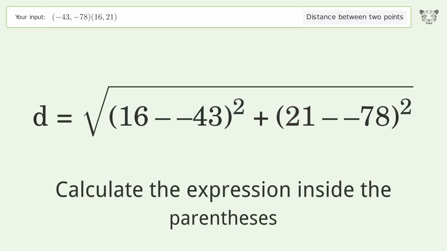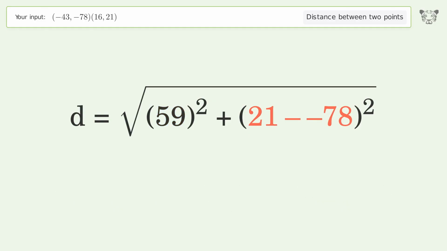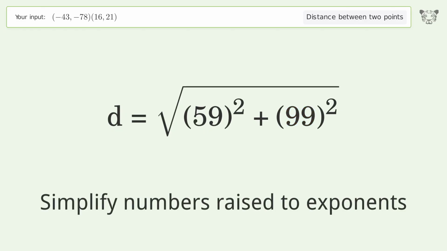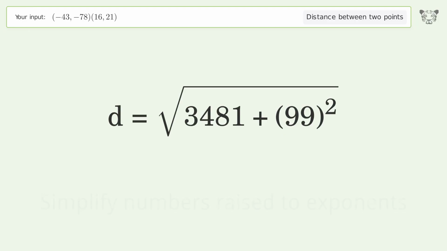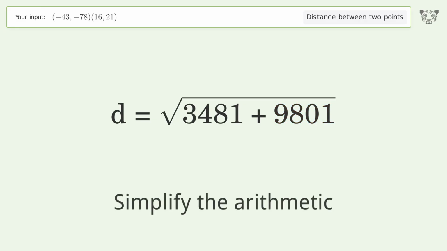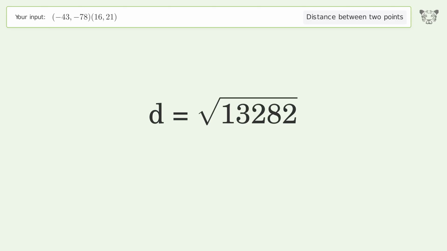Calculate the expression inside the parentheses. Simplify numbers raised to exponents. Simplify the arithmetic. And so the distance between the 2 points is the square root of 13,282, or 115.248.